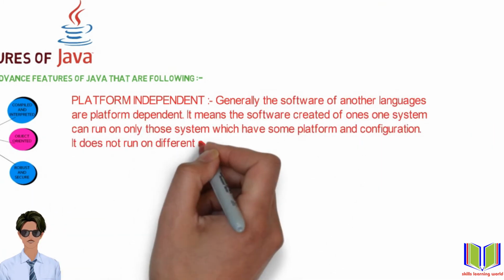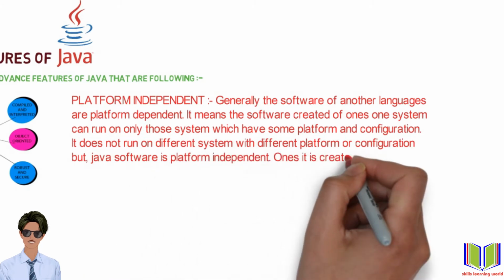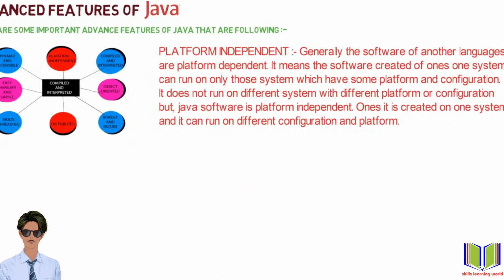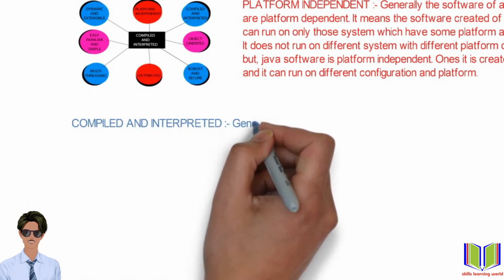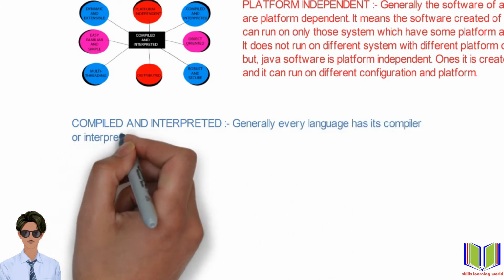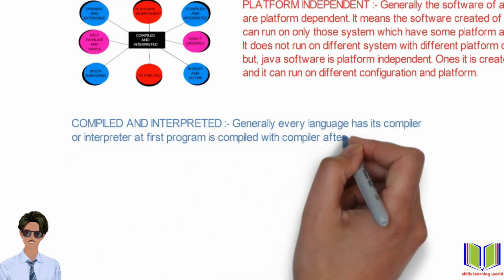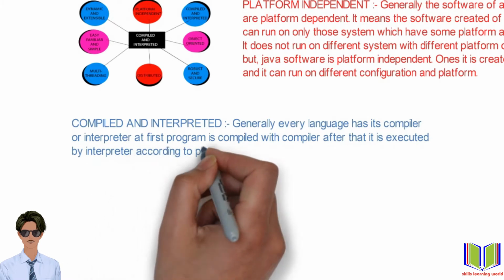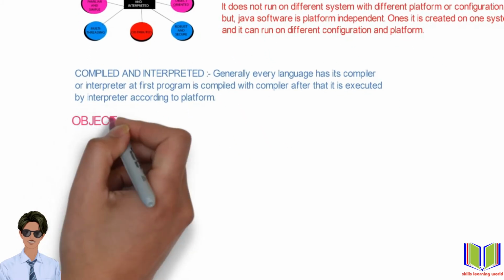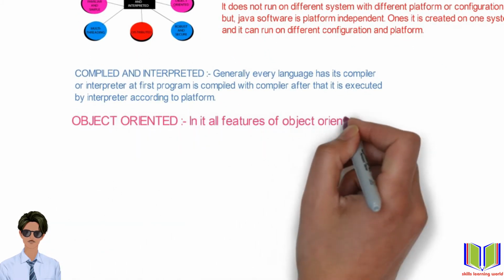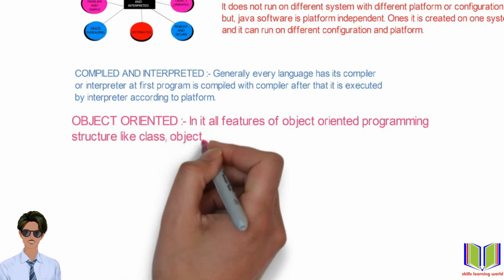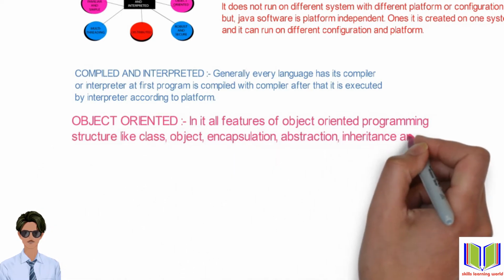Compiled and interpreted. Generally every language has its compiler or interpreter. At first the program is compiled with the compiler, after that it is executed by the interpreter, according to the platform. Object-oriented. In it all features of the object-oriented programming structure, like class, object, encapsulation, abstraction, inheritance and polymorphism, are available.